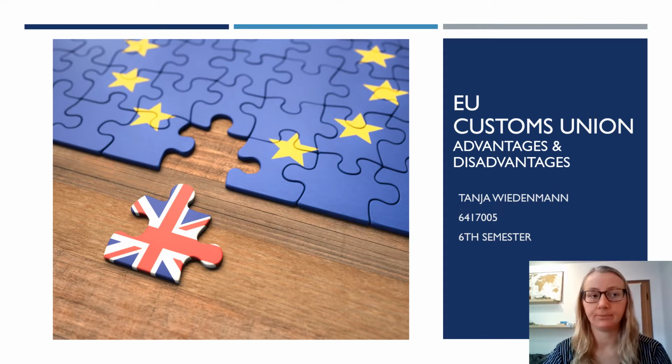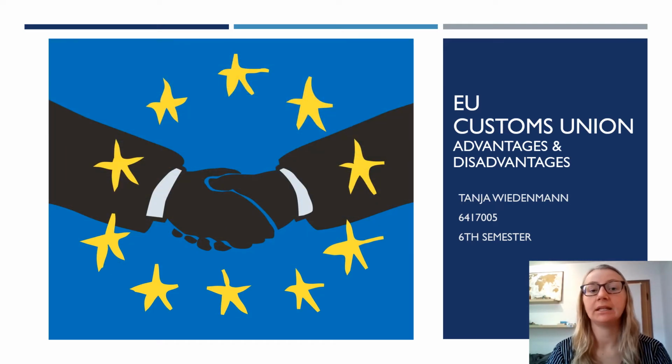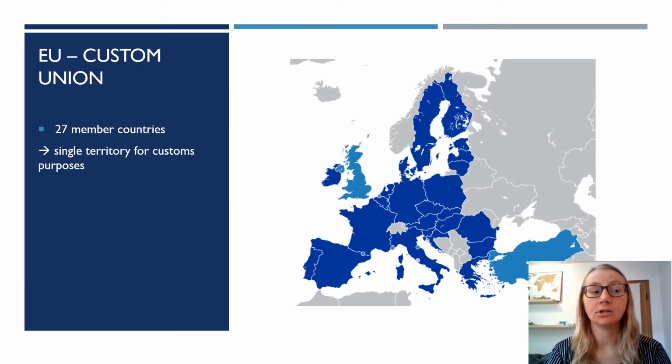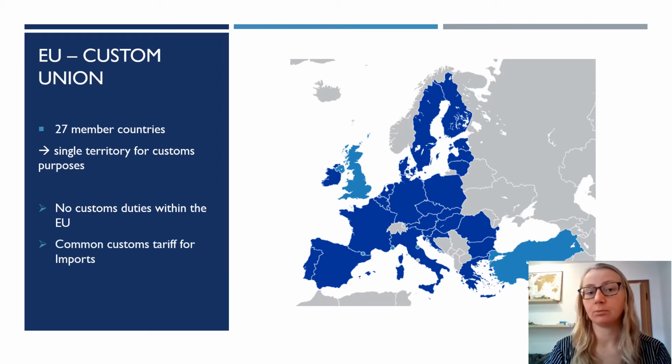in international trade. To have a closer look at that topic, I want to show you an example of international trade, more specifically the customs union of the EU and its advantages and disadvantages. The EU customs union is composed of its 27 member countries, which form a single territory for customs purposes. This means that there are no customs duties for goods moving between the EU member states, one single set of common customs tariffs for goods imported from outside the EU, and no further customs checks within the EU.